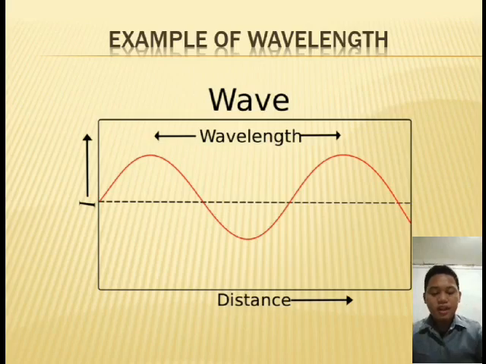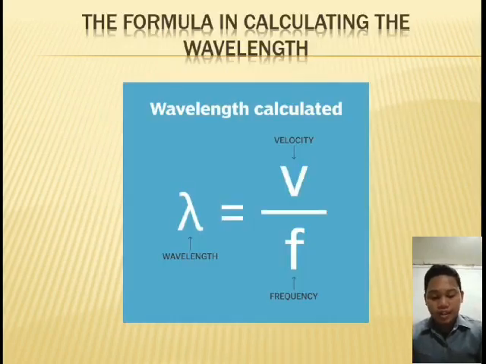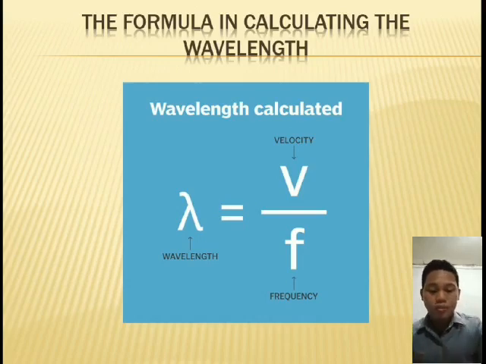The formula for calculating the wavelength is on your screen. The symbol for wavelength is lambda. Lambda is equal to velocity over frequency. That is the formula if you want to get the wavelength.